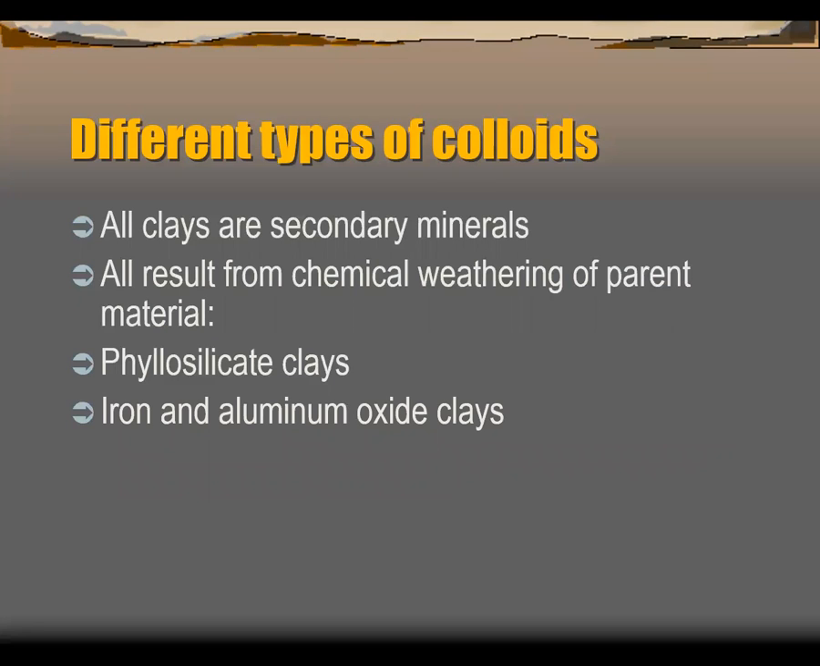Then there are also iron and aluminum oxide clays. These tend to be highly weathered. You find these in tropical regions and to a certain extent in some of the highly, highly weathered soils of the southern US. There are also allophane and other amorphous clays. These tend to form from volcanic ash. They're a little bit geographically restricted in where you find them. Again, there's not as much known about them.